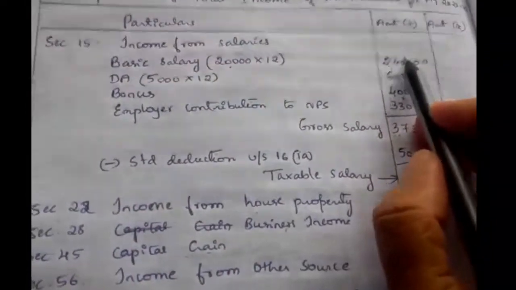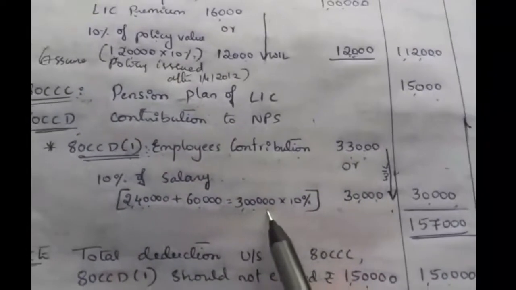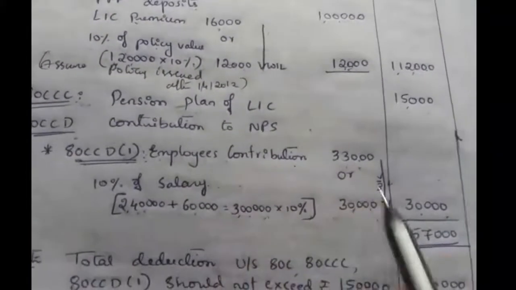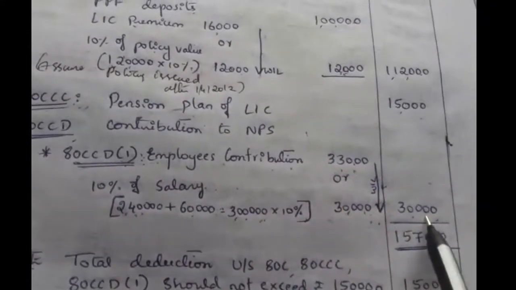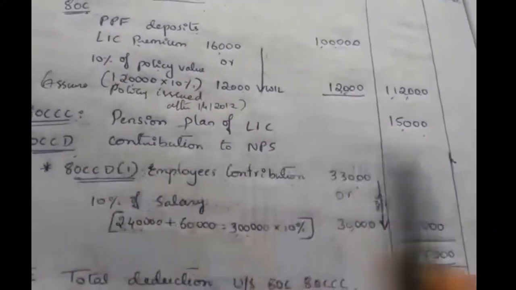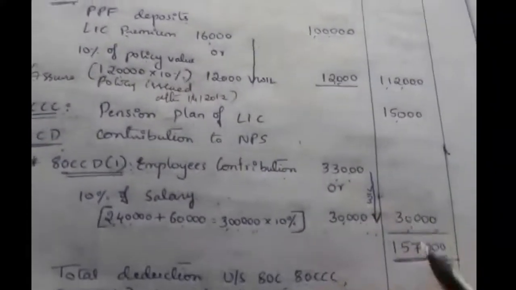Here, 10% of salary for the 80CCD calculation for a government employee means basic plus DA. So basic how much? Basic salary is 2,40,000, DA is 60,000. So the total is 3 lakh. On 3 lakh, 10% is equal to 30,000. So whichever is less means 30,000. Up to 10% of salary he can claim as a deduction under section 80CCD 1. More than that, the 3,000 is excluded here.